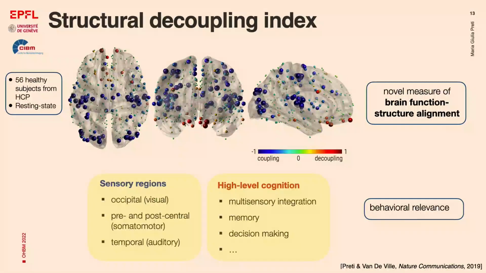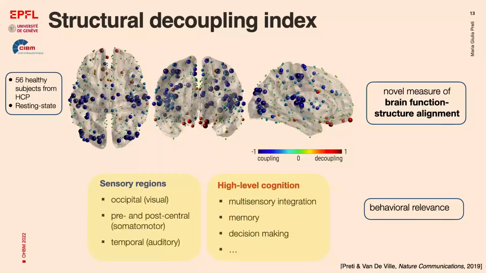So for healthy participants of the Human Connectome Project and for resting state, on average, this is the pattern of structural decoupling index that we found. First, we can notice that it's not constant across the brain, right? And it was very interesting to see that it spans a very meaningful gradient, going from more primary sensory regions that for us are coupled to the structure, the ones you see here in blue, to regions that are more decoupled that happen to be the ones responsible for higher level cognition. So multisensory integration, decision making, memory, and so on.